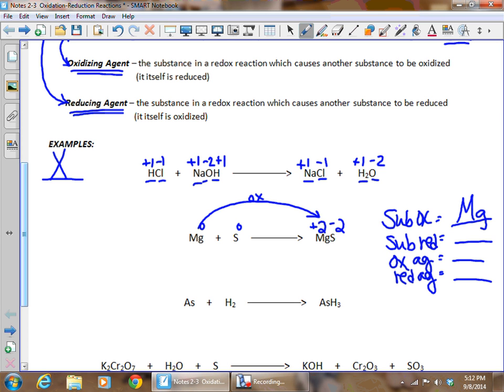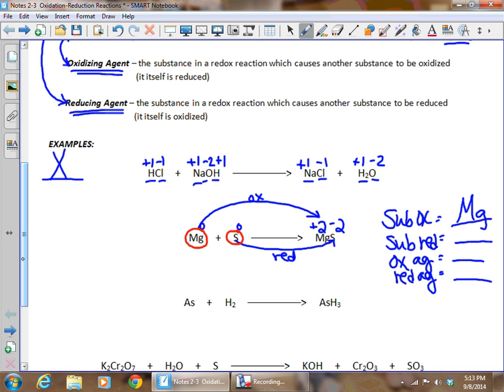Sulfur, on the other hand, is going from 0 to negative 2. This is the substance being reduced. Now notice something. The substance oxidized and the substance reduced are always reactants. Those are the only possibilities. If it's a product, it's not the substance being oxidized or the substance being reduced. It's a product. So you only have two choices here.